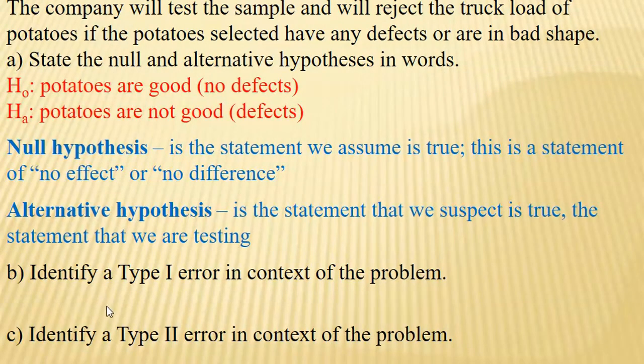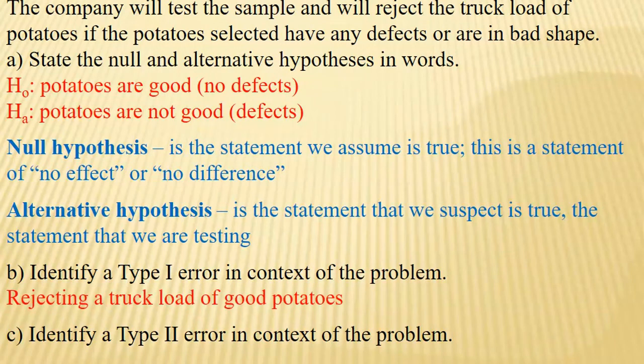So I'll help you with this first one, and then you'll try the next example. So type 1 mistake, it would be rejecting the potatoes even though the potatoes were actually good. Or in other words, exactly what I wrote. Rejecting a truckload of good potatoes. So one more time, a type 1 error is rejecting a true H0. So in a type 1 error, you would reject the potatoes even though the null hypothesis was actually true. So you would reject the potatoes even though the potatoes were actually good.